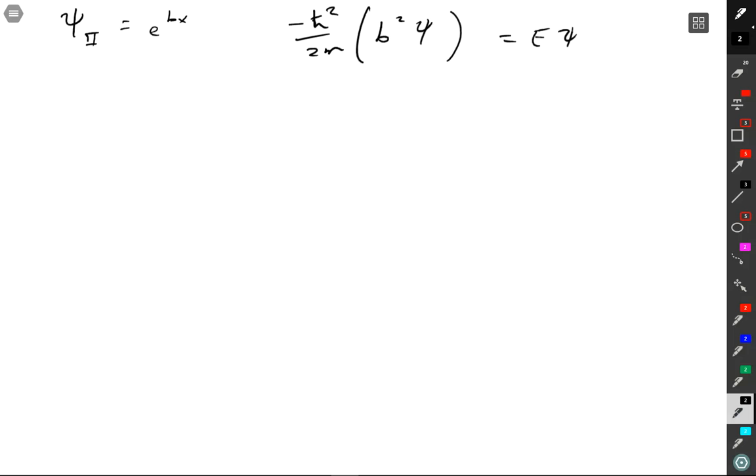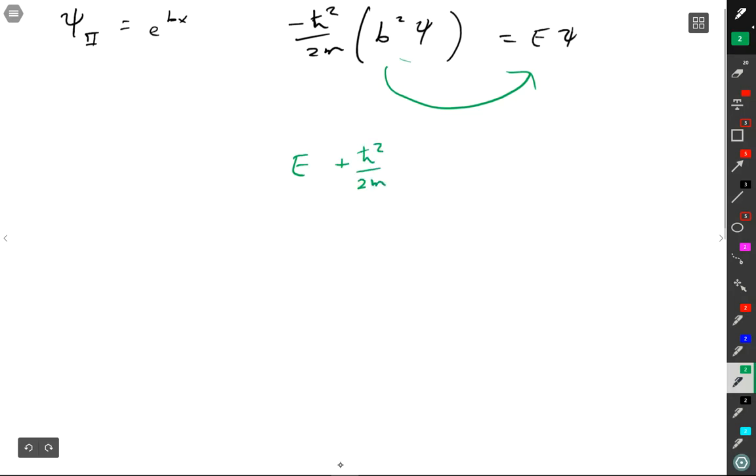Now, in order to solve this mathematically properly, I am going to move these so that they are on the same side of the equal sign. So I will have E plus h bar squared over 2m b squared, times psi, equals 0. Since that was negative, I made it positive when I moved it to the other side.